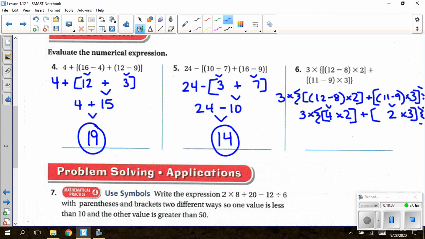So now working with the brackets, I have 4 times 2, which is 8. I can bring down the brace, the times 3 on the outside, plus, now I'm going to do the 2 times 3, which is 6, and bring down the ending brace. So my final grouping symbol, 8 plus 6 does equal 14. Bring down that times 3. And I know that 14 times 3 does equal 42.